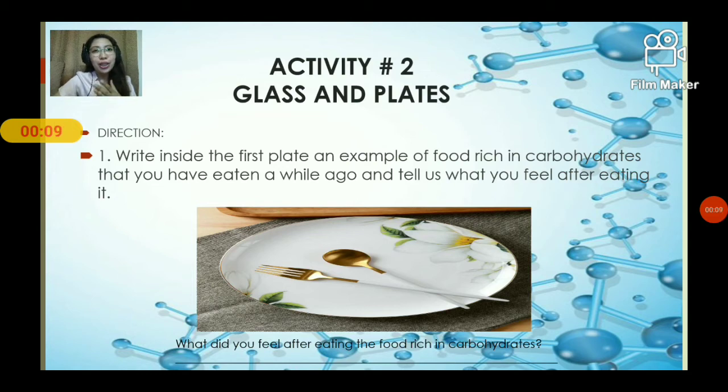So now let's proceed to our activity number 2, which we call the glass and plate. The direction is, write inside the first plate an example of food rich in carbohydrates that you have eaten a while ago and tell us what you feel after eating it. Okay? What did you feel after eating the food rich in carbohydrates? Okay?